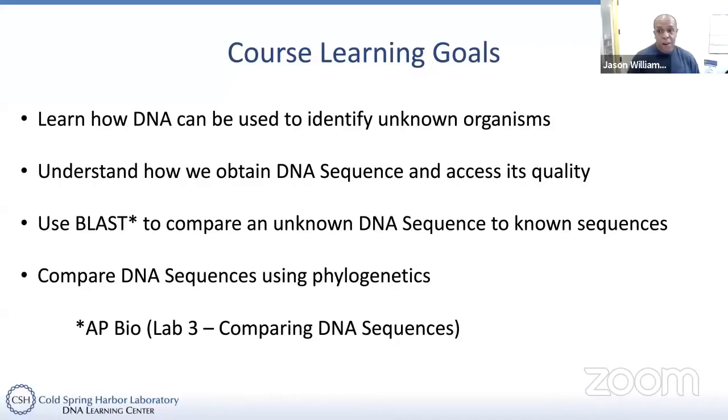We're actually talking about something called DNA Barcoding. So we're going to be talking about how you can use DNA to identify an unknown organism. Once we have a DNA sequence, how do we determine whether that is a good DNA sequence? Can we use it to actually identify an organism? How does that even happen with sequencing?